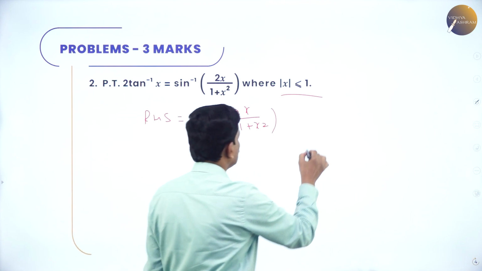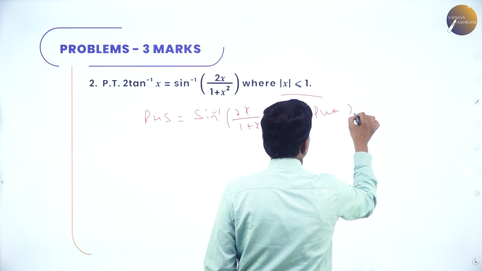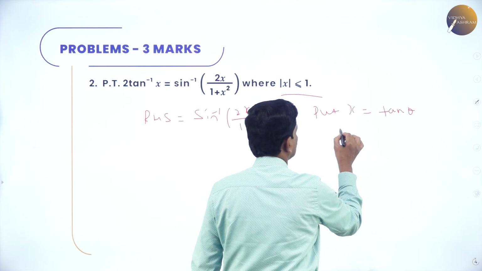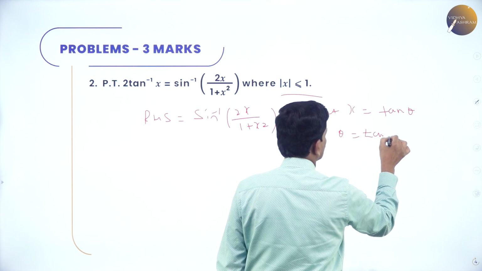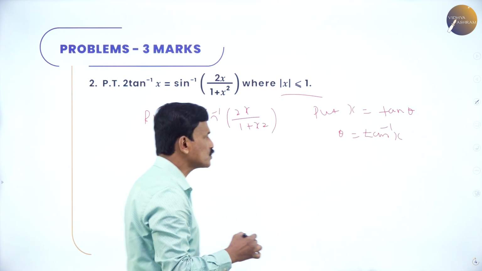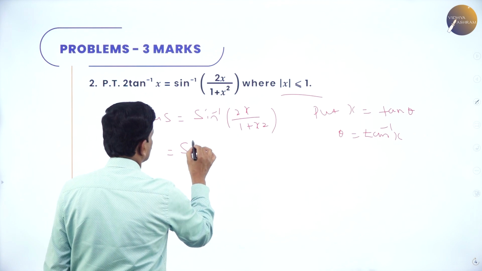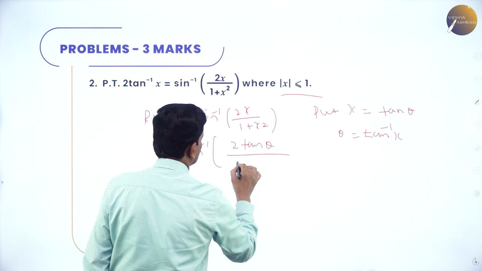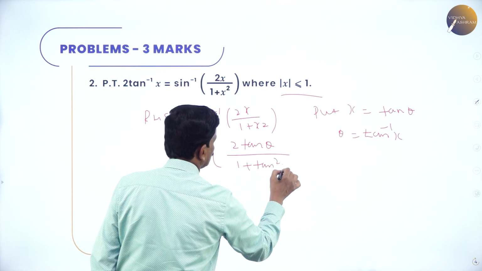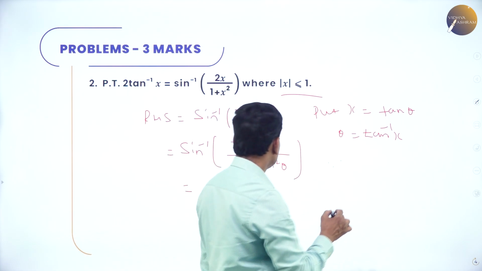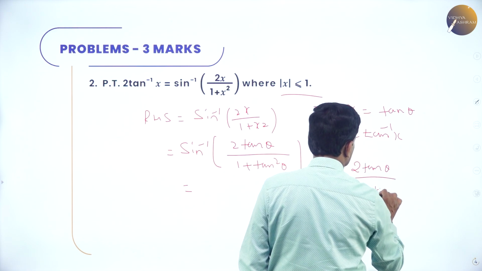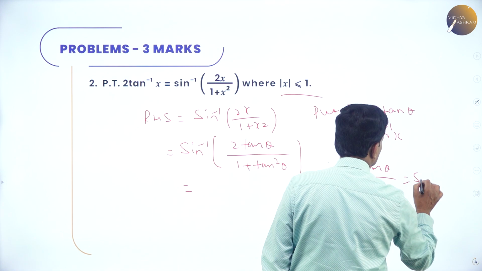Let us put x is equal to tan theta. Let us consider x as tan theta, which implies theta is equal to tan inverse of x. Substitute here. So this given equation reduces to sin inverse of 2 times x is tan theta divided by 1 plus tan square theta. So there is one formula, you know, 2 tan theta divided by 1 plus tan square theta is also equal to sin 2 theta.